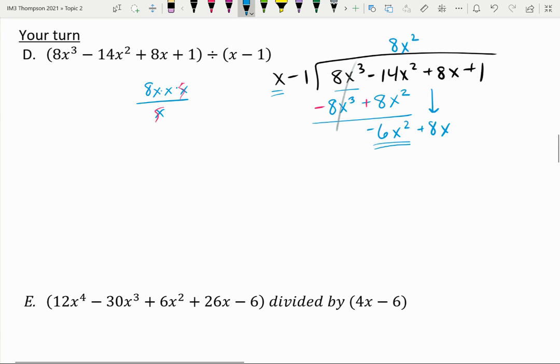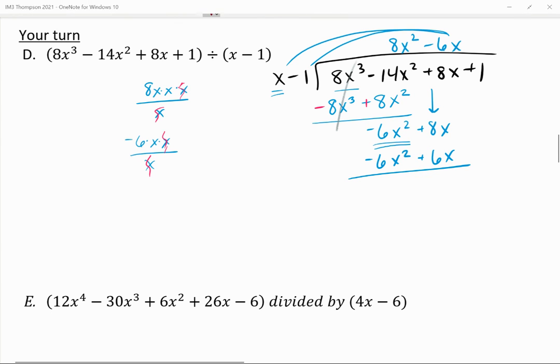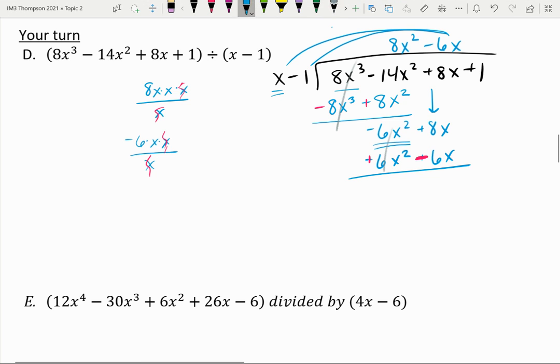What is x into negative 6x squared? So negative 6x squared is negative 6 times x times x. I divide by x. One of these cancels, and I'm left with negative 6x. So negative 6x times x, negative 6x squared. Negative 6x times negative 1 is a positive 6x. Change the signs. That leaves me with 8x minus 6x, which is negative. Nope, that's a positive 2x. Bring down the 1. Start again.